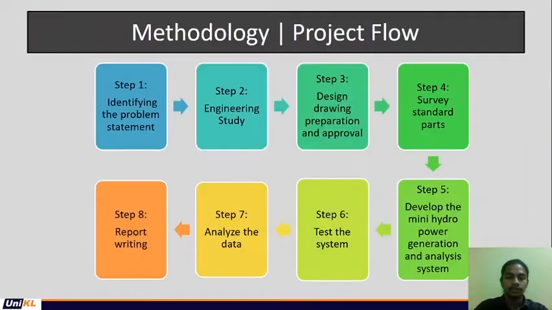For methodology, here is the project flow. We have 8 steps. The first one is identifying the problem statement, so we set the scope and state the objective. For step 2, engineering study, we make a feasibility study on the mechanical and electrical system. The third is design drawing preparation and approval. The next step is step 4, we survey the standard parts. At this step, we also purchase the mechanical, electrical and electronic parts.